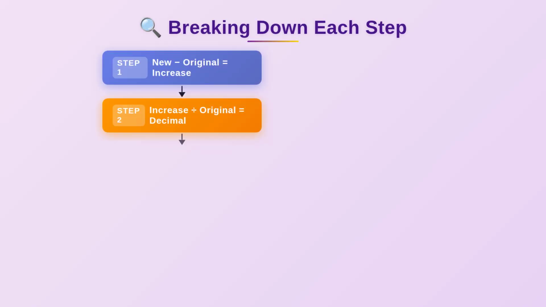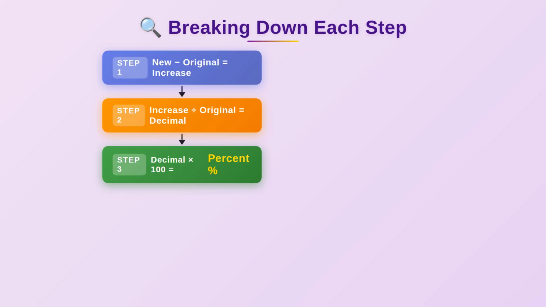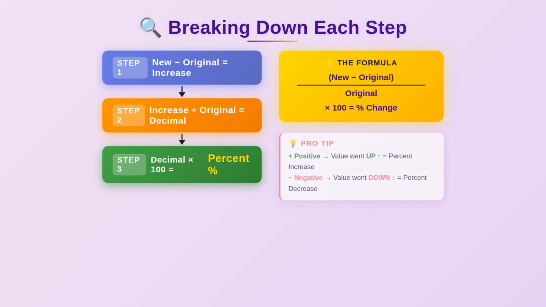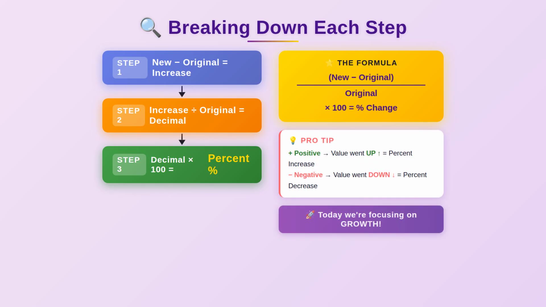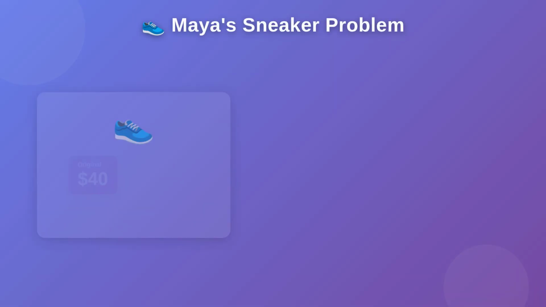Let's slow down and really understand each step. The first step, new minus original, gives us the raw increase. How many dollars, points, or inches did it go up? Step 2 divides that increase by the original. This tells us the increase is what fraction of where we started. Step 3 multiplies by 100 to convert that decimal into a nice percentage. And here's a pro tip. If your answer is positive, the value went up. That's percent increase. If it's negative, the value went down, which is percent decrease. Today, we're focusing on growth.